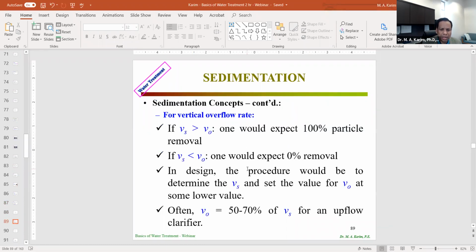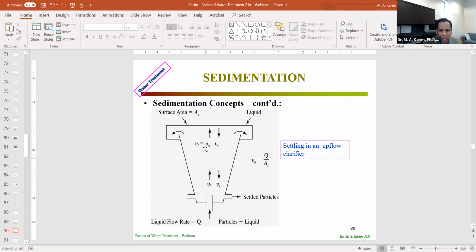So this is a further concept of sedimentation. This is the overflow rate, V0, and Vs is the settling velocity. So one is pushing out, the other one is pushing down to the bottom. The V0 is going up, Vs is going down. So that's why the water is coming this way, and getting out this way.